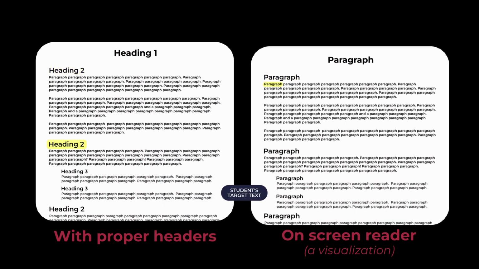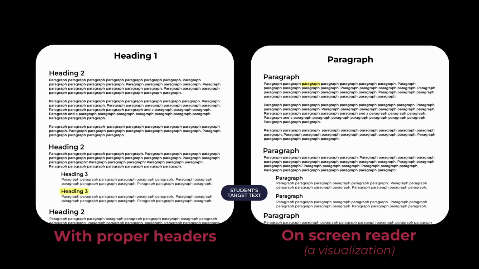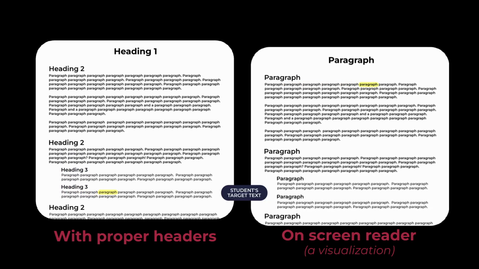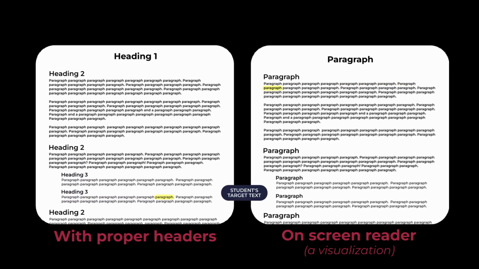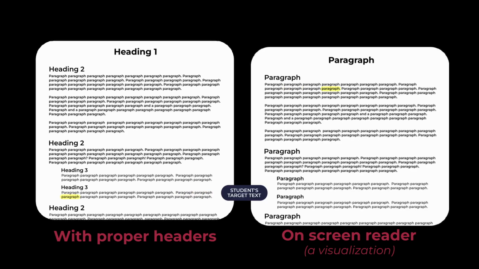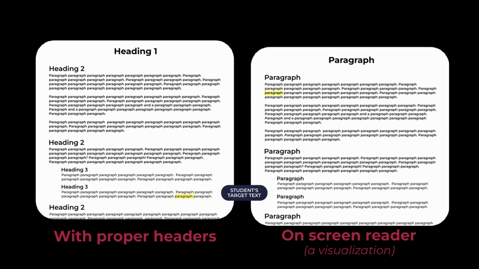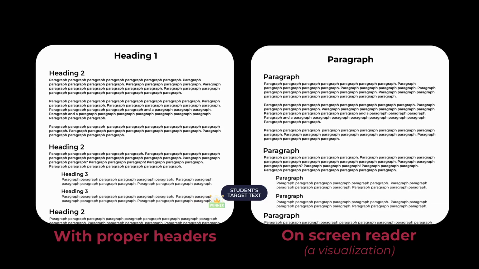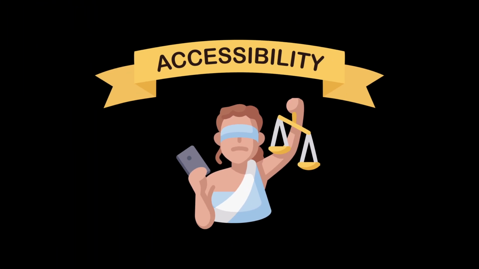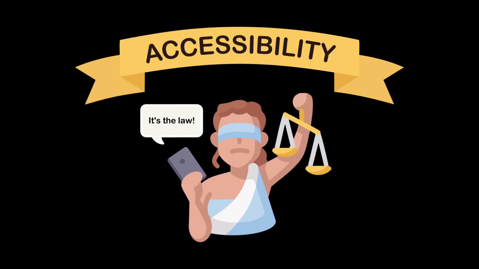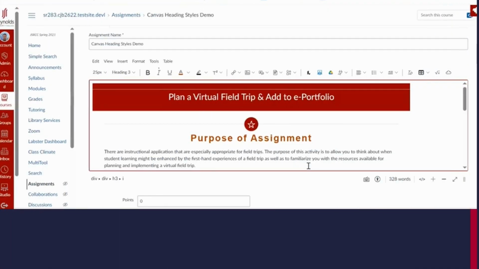Using proper heading styles in Canvas helps screen reader users navigate easily between sections of a page, organizes your content with a clear, logical hierarchy, improves the user experience for all students, and aligns with accessibility standards that are required by law. Now let's walk through how to apply heading styles when editing content in Canvas.